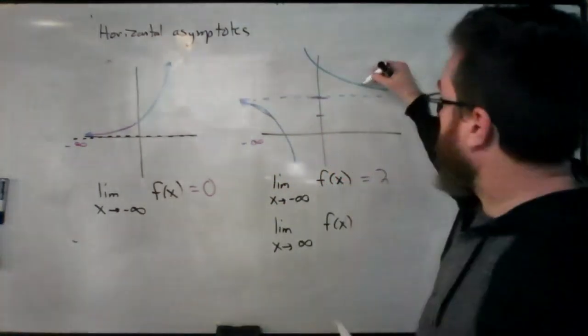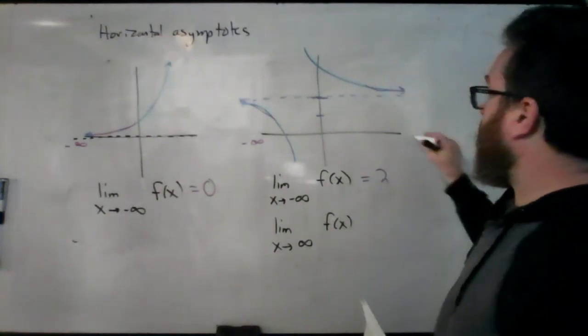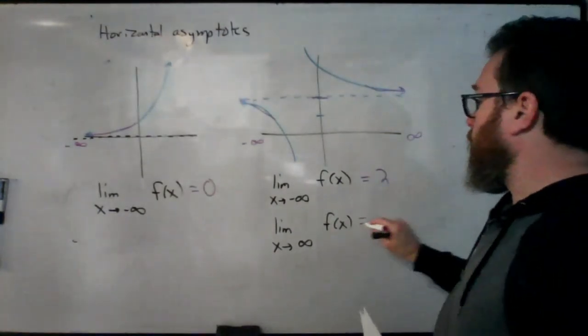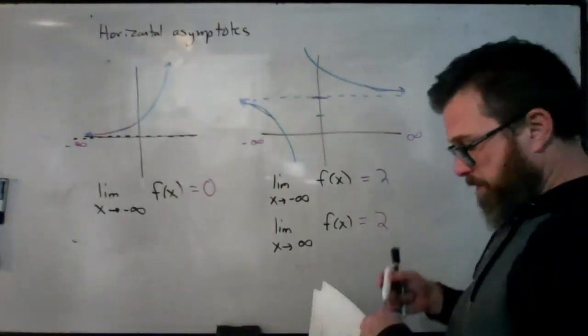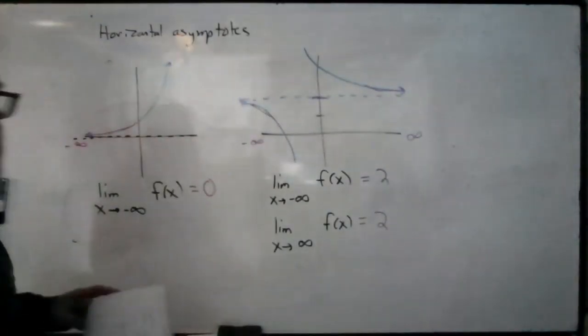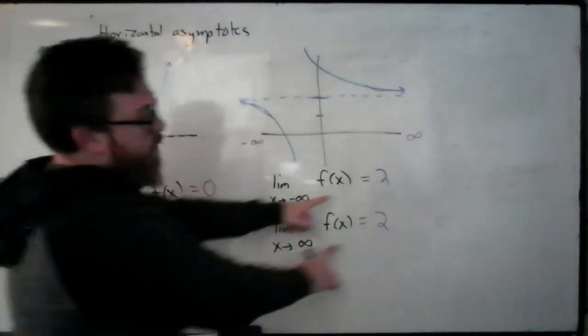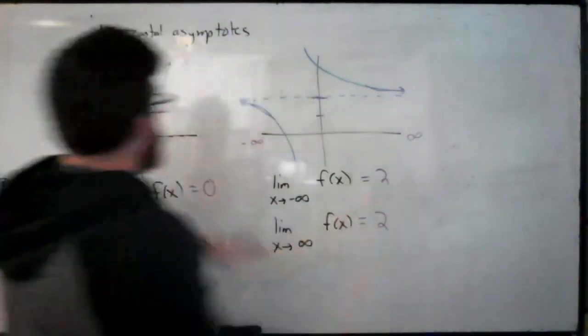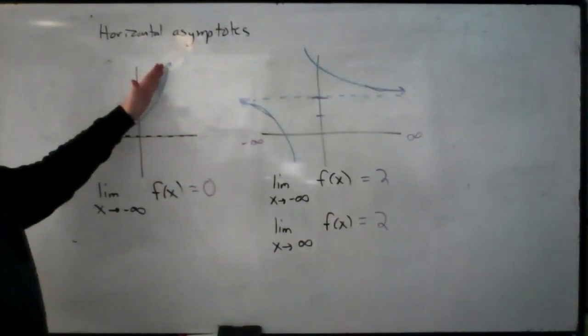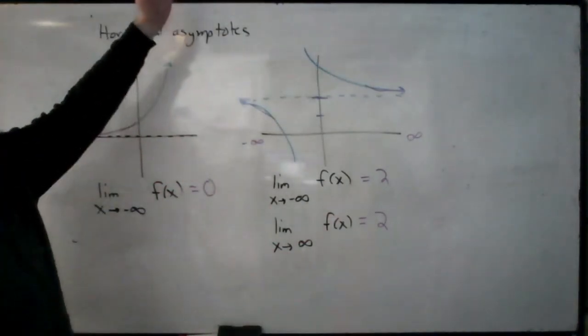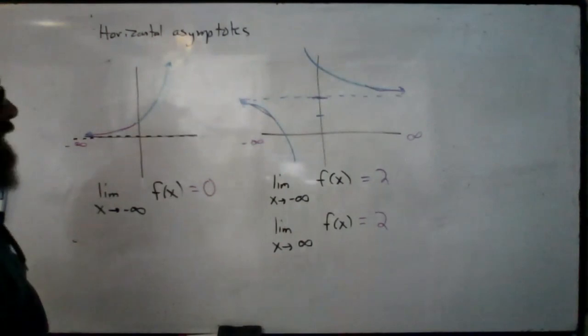And similar here, as I'm going to positive infinity, we can see that these y values also are going to 2. And that's how we can determine if things have horizontal asymptotes: we're asking what the limits are as we go to plus or minus infinity. Do they equal a constant? As opposed to this one, if I ask what's the limit as x goes to infinity, this is going to shoot off into infinity, so it doesn't have that horizontal asymptote.